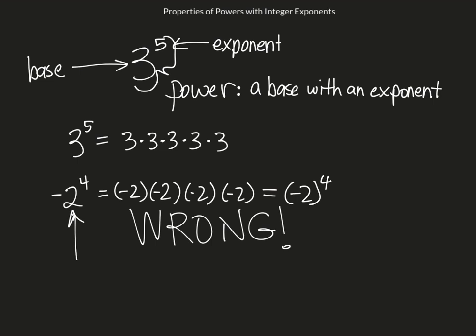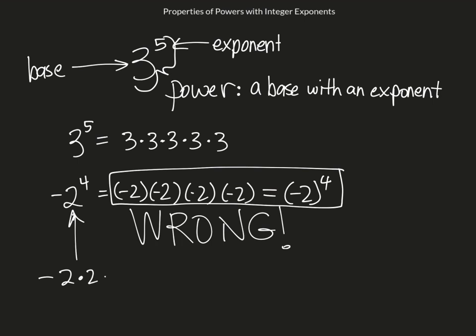The correct answer, so I'm going to box that so that you know. The correct answer for -2 to the 4th is -2 times 2 times 2 times 2. So be careful with that.